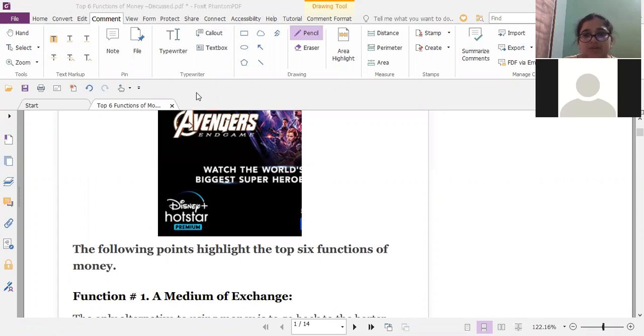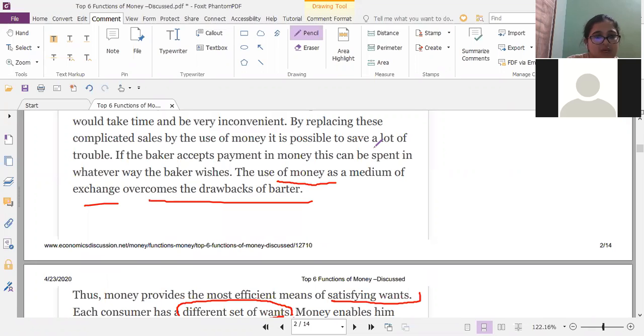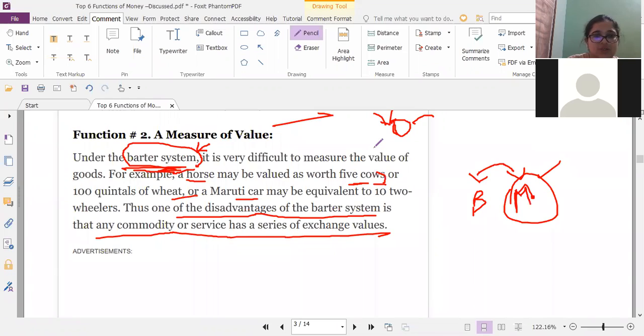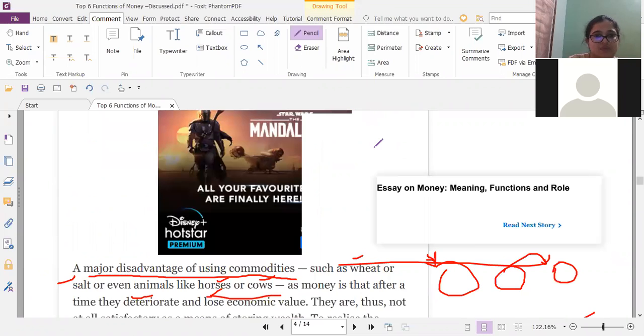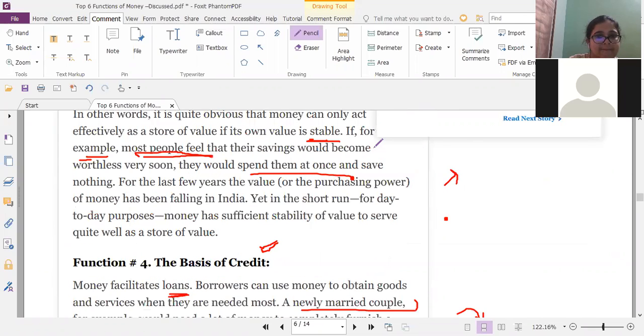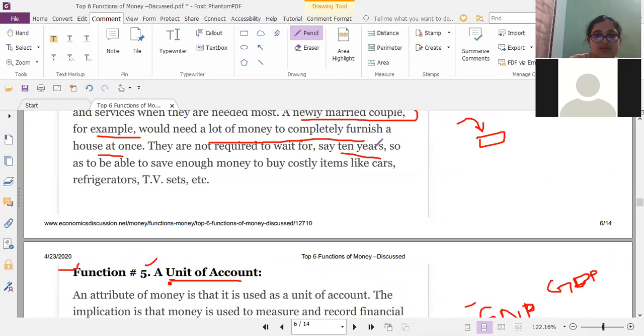Okay, we'll just quickly have a glance over whatever we've studied today. The role of money we've seen as a medium of exchange. Then the next role is as a measure of value. Anything can be measured in terms of money, right? The goods and services can be measured in terms of money, and then we can compare them and find out their value, as to which is more valuable and which is not. Then we saw money as a store of value, right? Purchasing power. Then money as a basis of credit, that is loans. Then money as a unit of account, right?